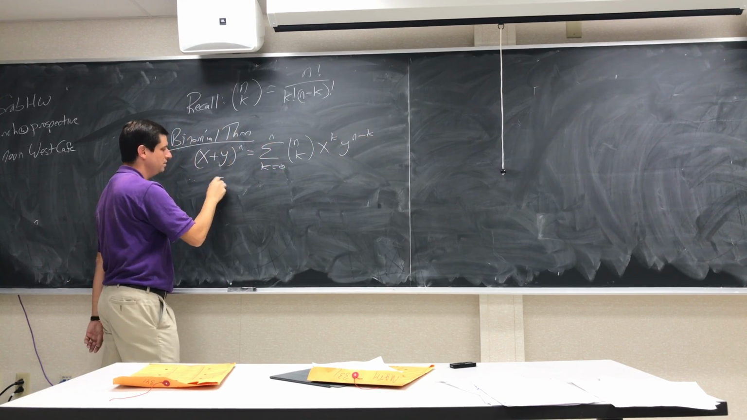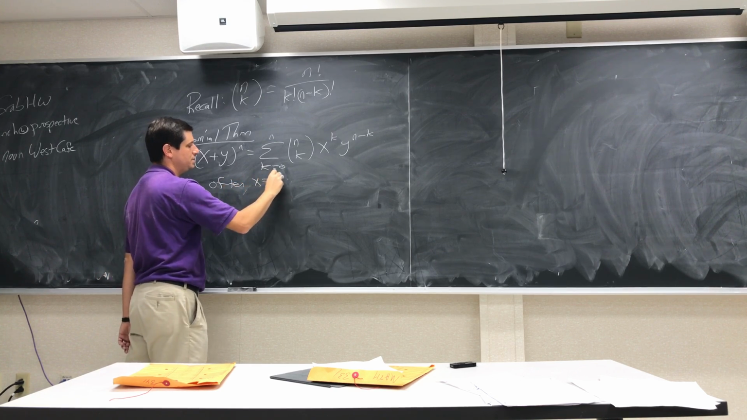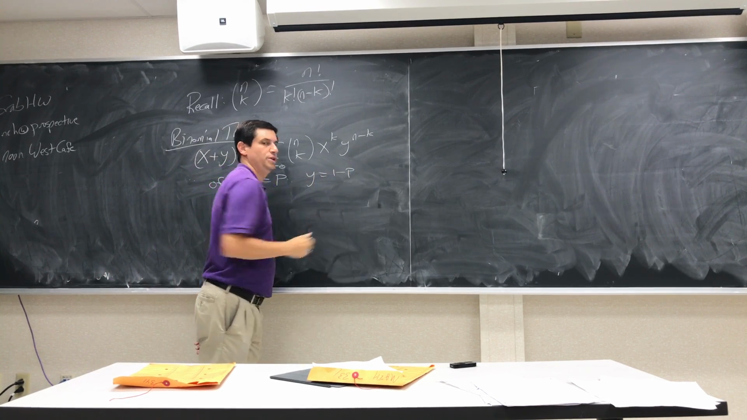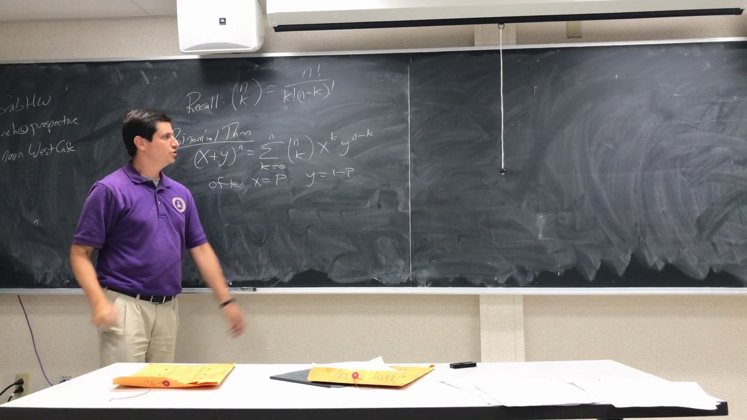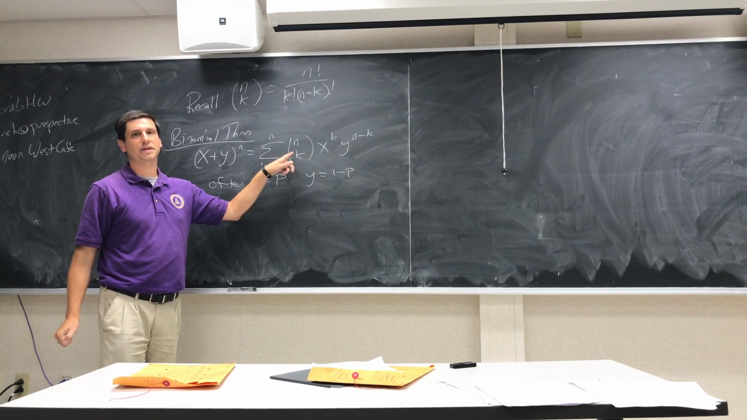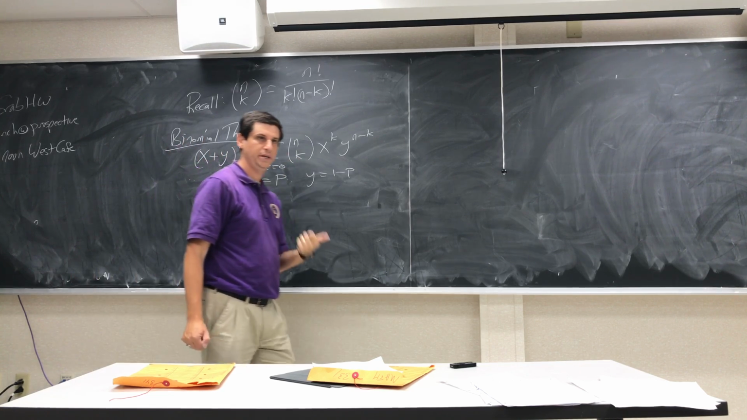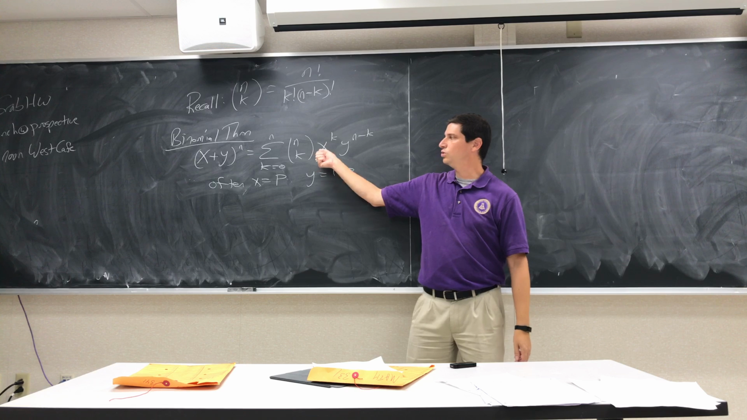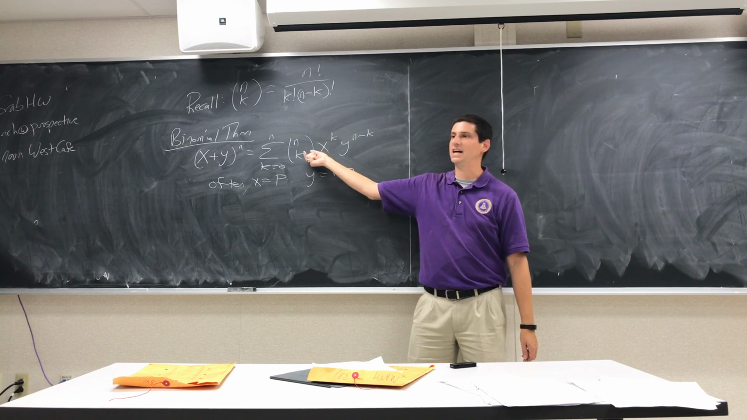And we will often take x to be some probability p, and then y will be the probability of 1 minus p. So this will count how many times something happens exactly k times. So imagine you flip a coin with probability p, all the tosses are independent. This will count the probability of having exactly k heads.